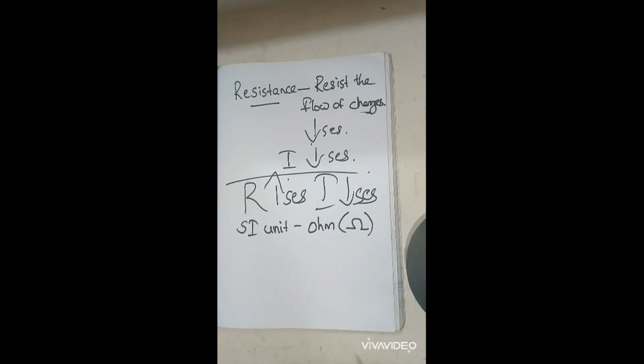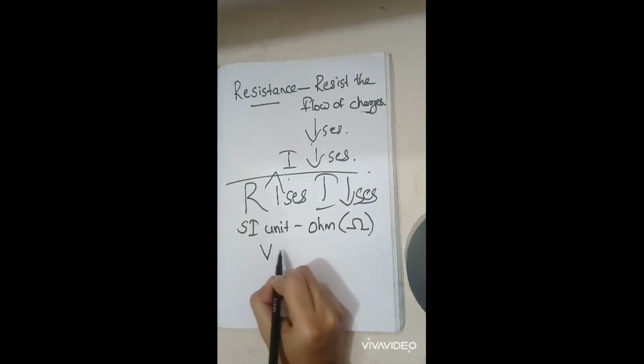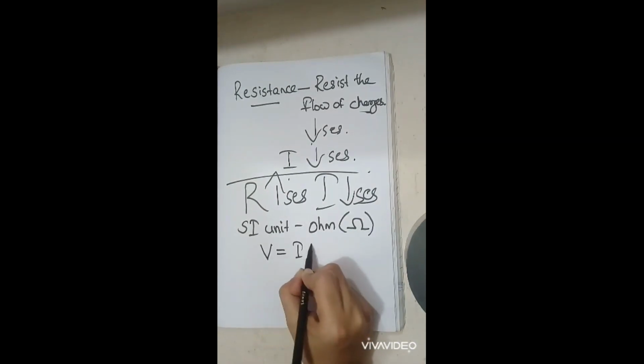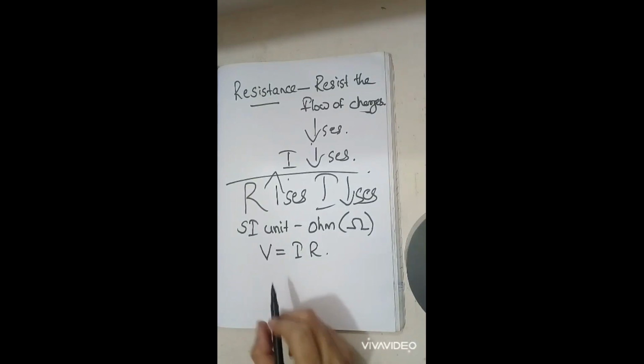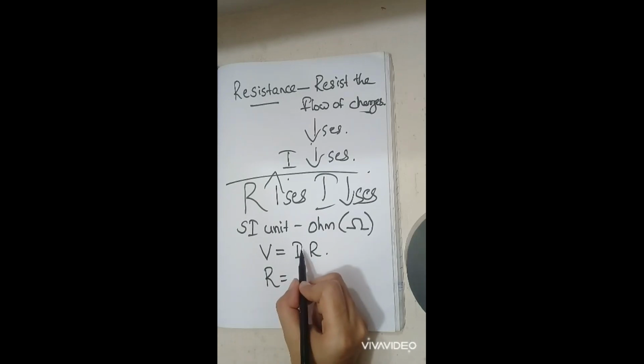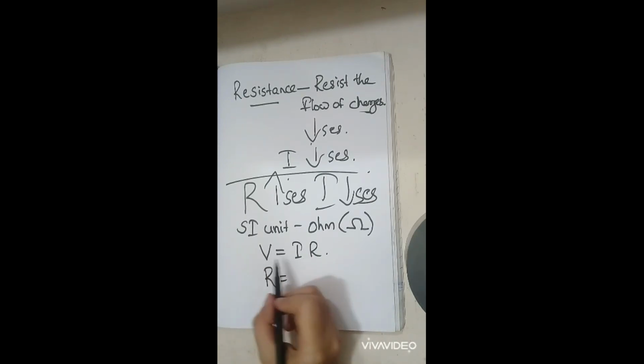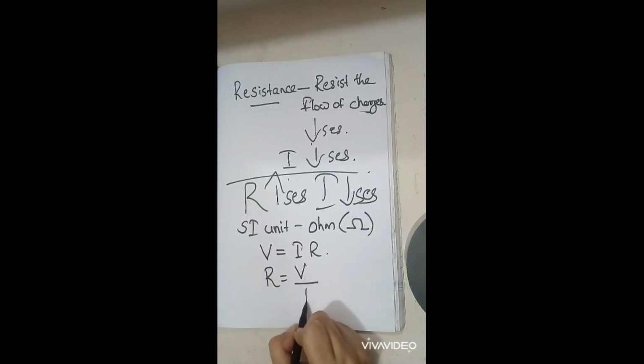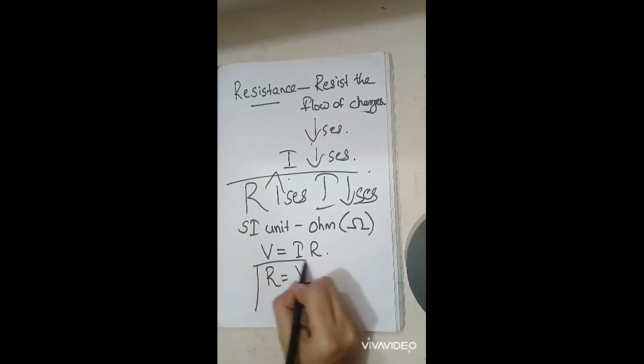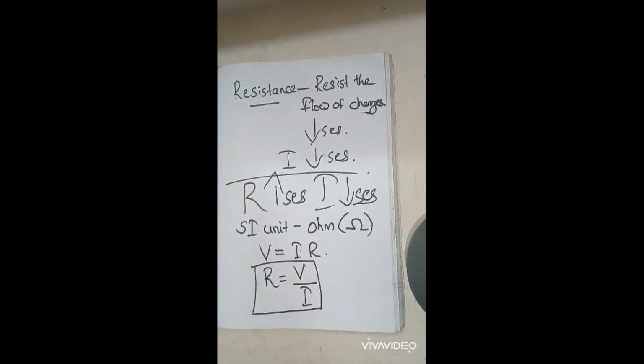We know the equation of resistance. What is the equation of resistance from Ohm's law? V equal to IR. Okay, then R is equal to V by I. V divided by I. This is the equation for resistance.